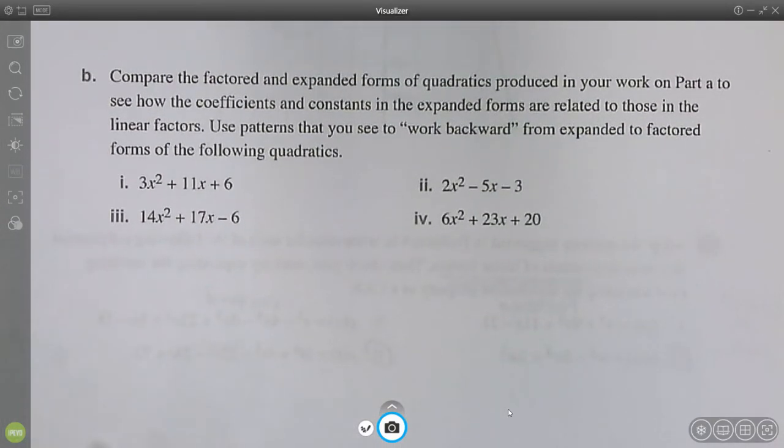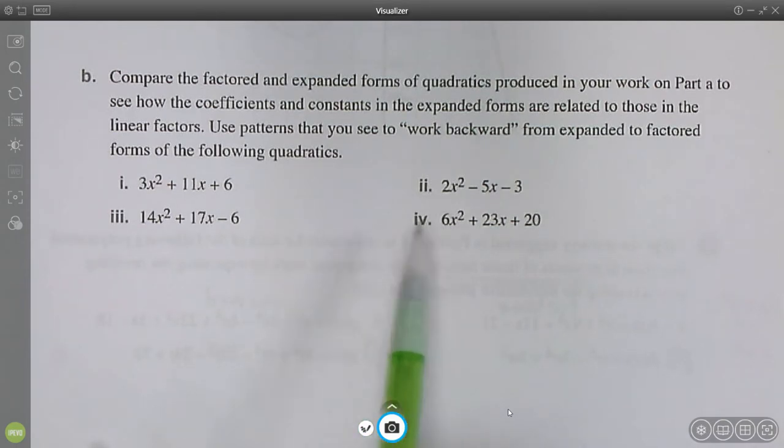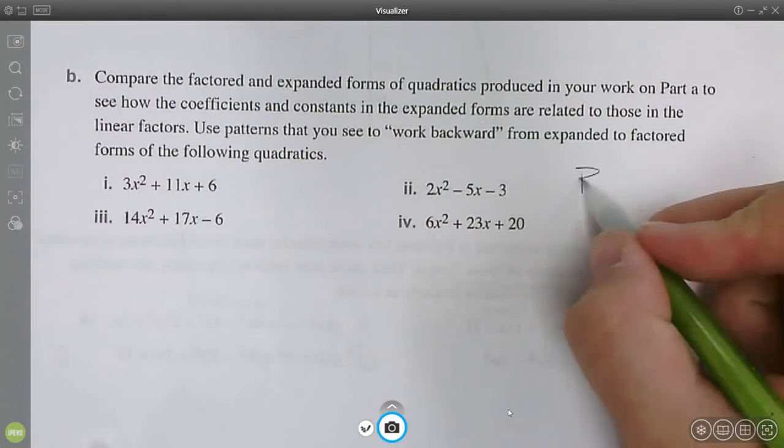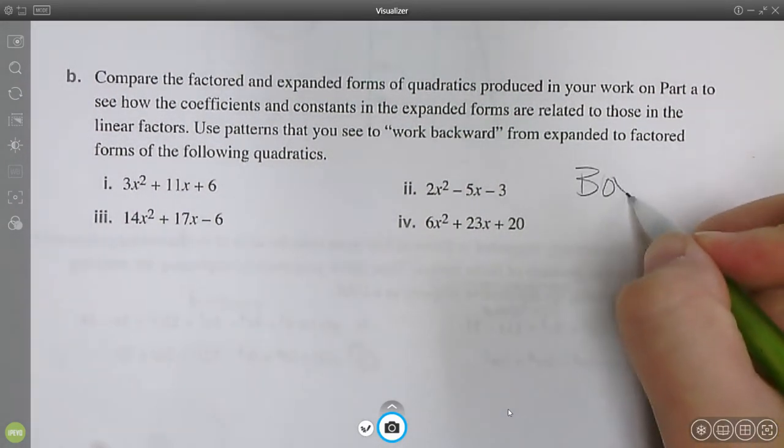B says compare the factored and expanded forms of quadratics produced in your work on part A. So these ones you were just factoring. So at the beginning of class today, we did factoring with the box method. So you will have to use the box method for all of these.